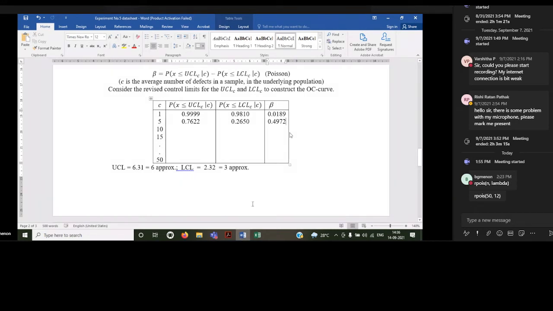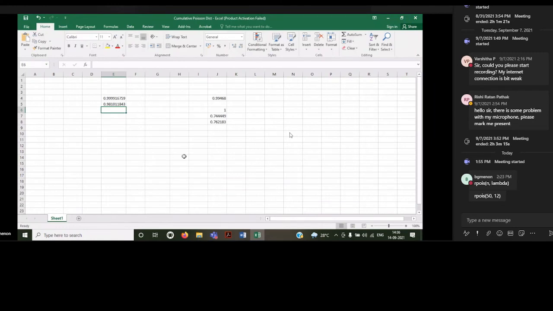Yes. Now let us see for the next one, when C equal to 5. So again Poisson.dist. X is the same, 6. Mean is 5. And it is true. Enter. 0.7622, exactly. Are you seeing that on the screen?